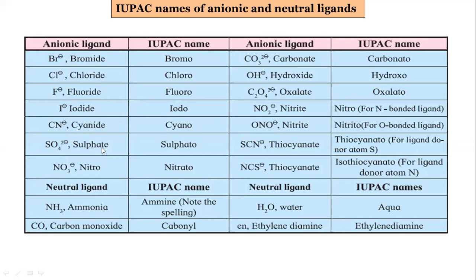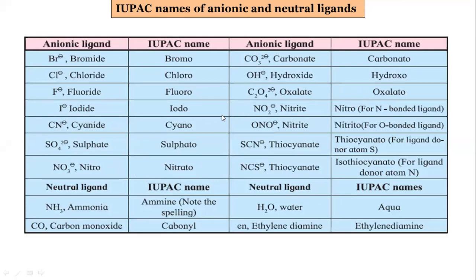Sulfate ends with ATE, and it is quite different, so the name will be sulfato. Then carbonate ends with ATE, so the IUPAC name will be carbonato. Remember, if ATE is there, it ends with ATO. And nitrate, the name will be nitrato. Then carbonate, carbonato. Hydroxide, hydroxo. Oxalate, oxalato. Then this is nitrate.